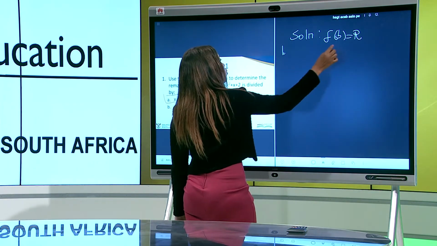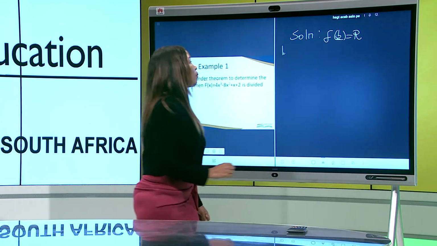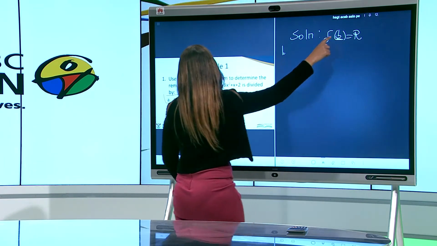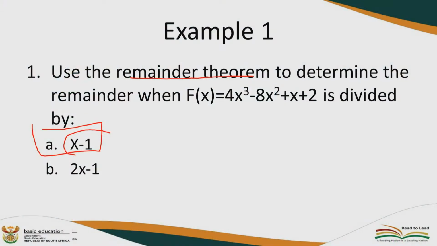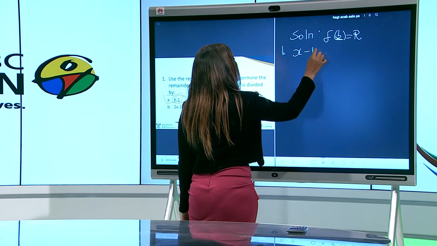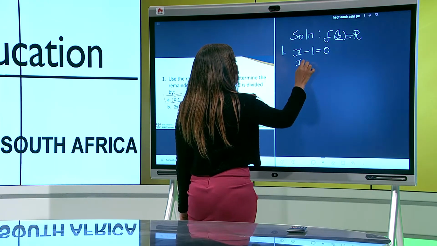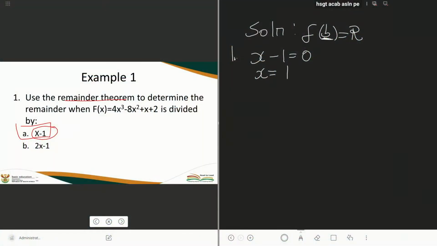So in this case, where do I get this f at b? How do I determine this b? It's quite easy. I'm just going to make use of my divisor. So you take your divisor, x minus 1, and you equate it to 0, and solve for x. We're going to have x is equal to positive 1.